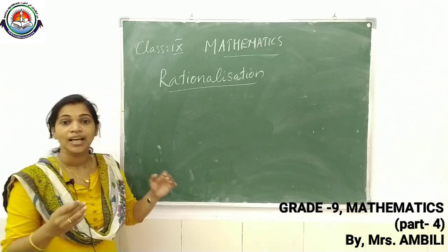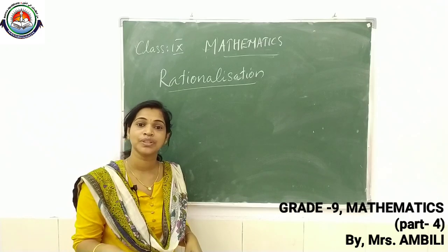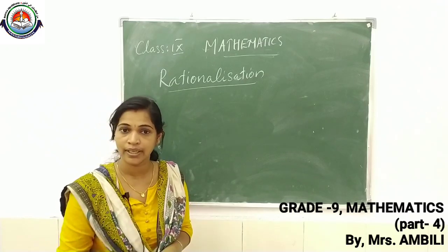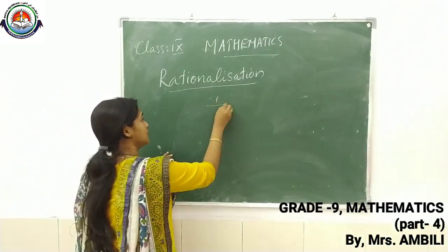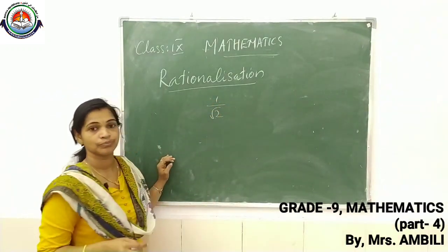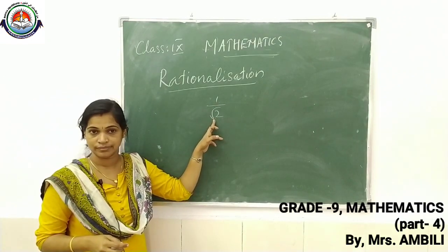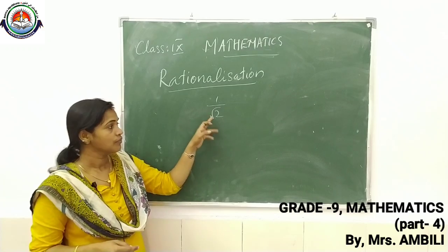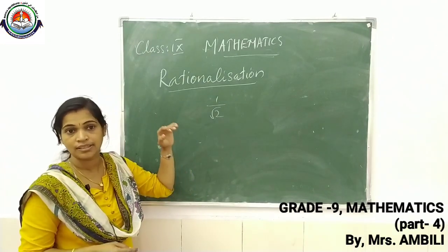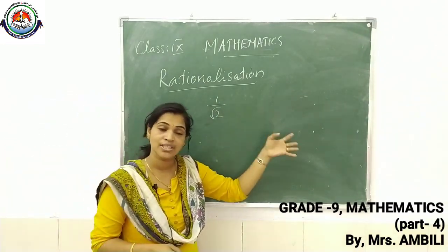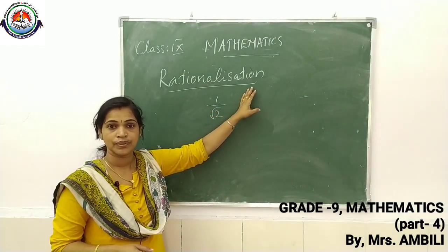Rationalization means converting the irrational denominator into a rational denominator. That is known as rationalization. Clear? So look at 1 by root 2. Here root 2 is an irrational quantity, that we know. Converting this irrational number into a rational number is known as rationalization.